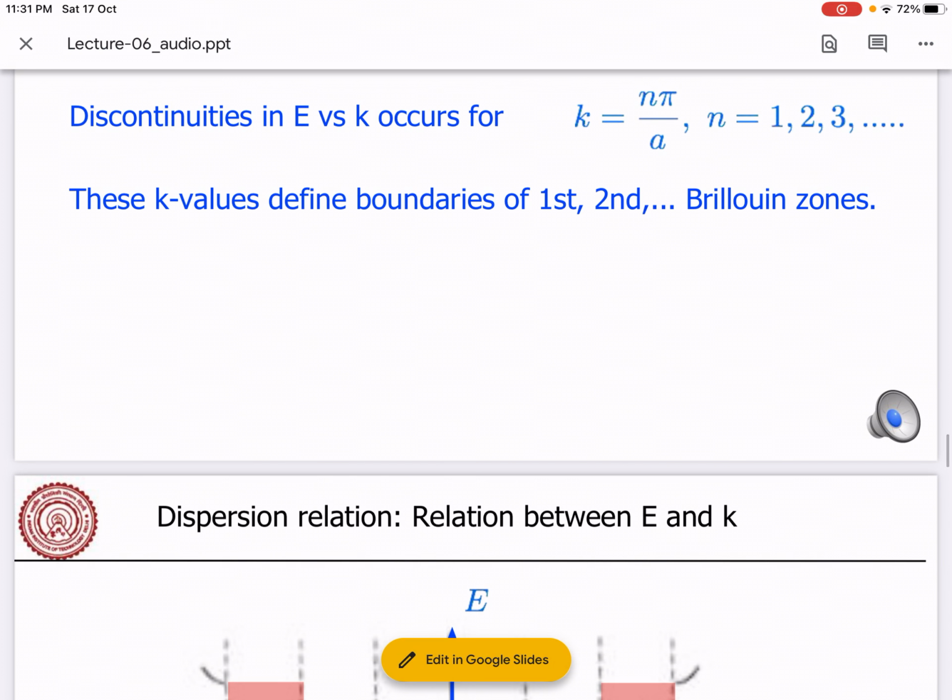Now, these energy regions within the allowed values of k equal to pi by a are defined as Brillouin zones, as certain zones. These are called Brillouin zones. And these are defined as the zone within the first or second discontinuity. So, let me elaborate this further.